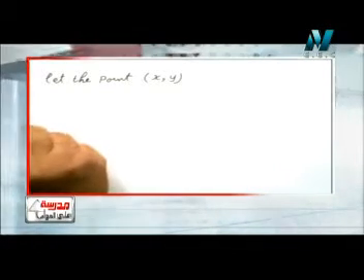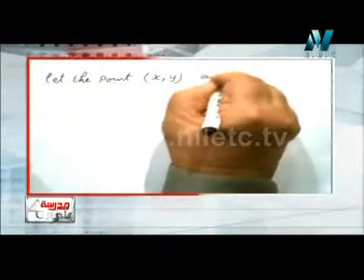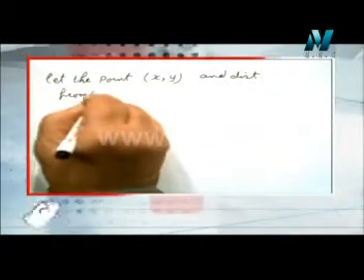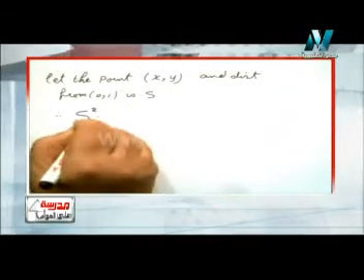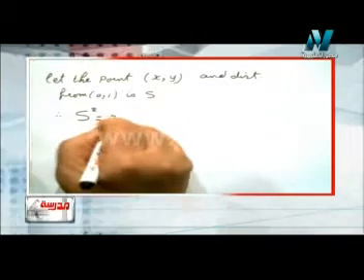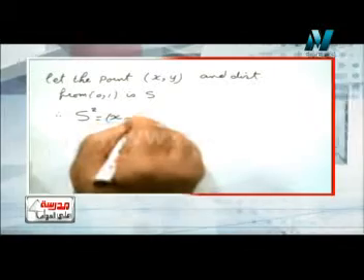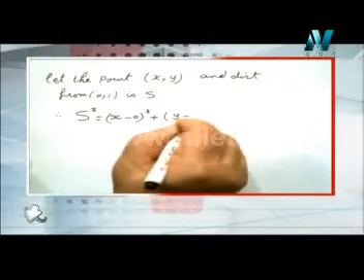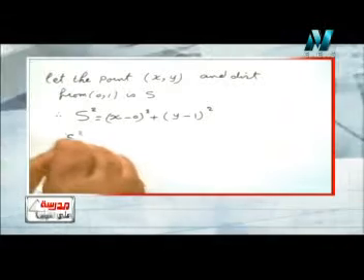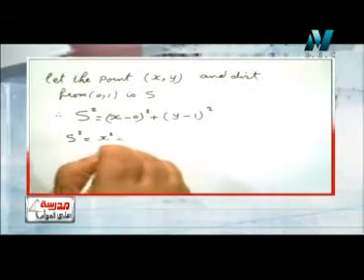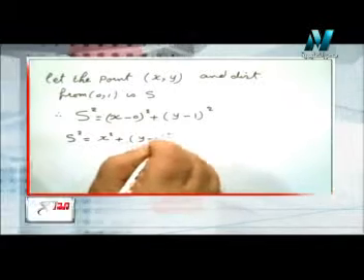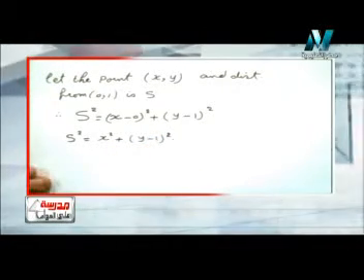And the shortest distance from the point 0 and 1 is s. Therefore, s square equals x minus 0 all square plus y minus 1 all square. Then s square equals x square plus y minus 1 all square. How many unknowns do we have here now, kids? Look at the problem. We have 3 unknowns: s, x and y.